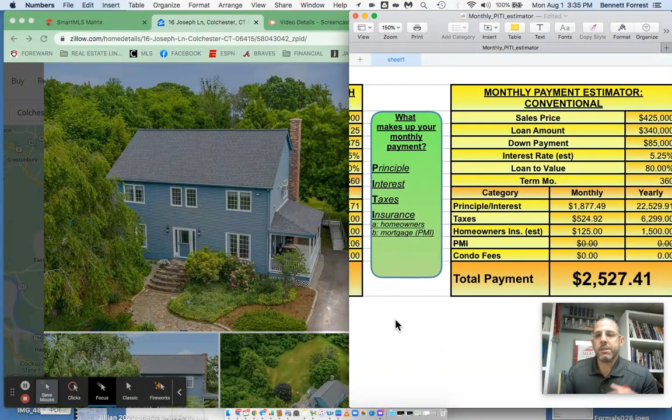So this is a quick way to estimate your mortgage payment, but of course you're going to want to talk to a professional lender or an agent such as myself, and we'll help you plug in numbers that are applicable to your situation.